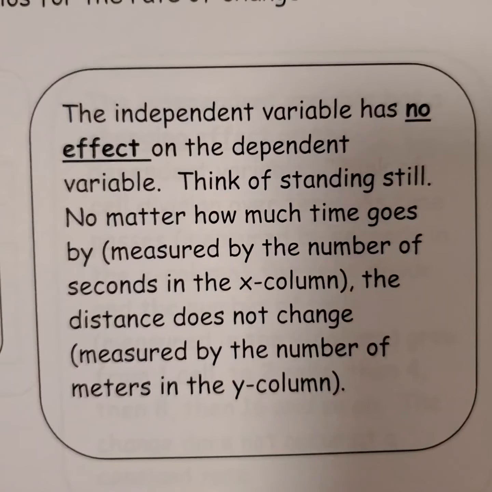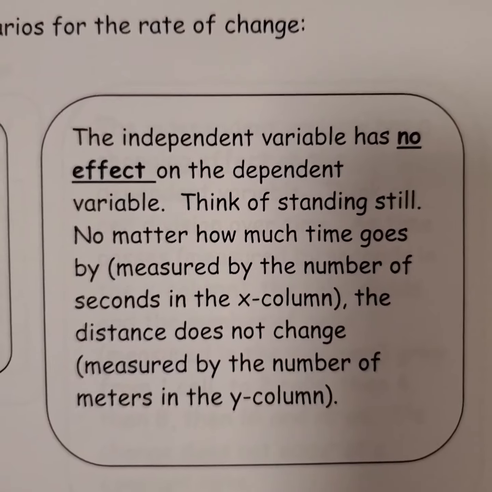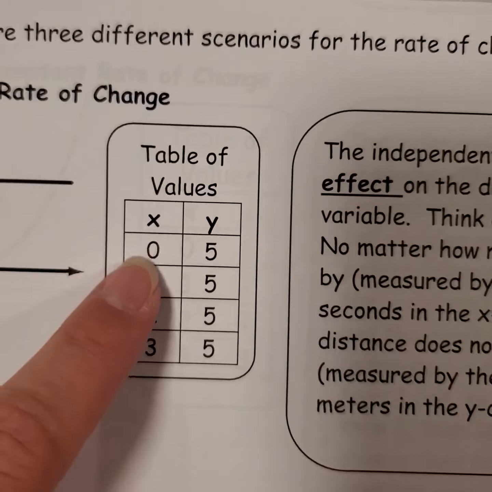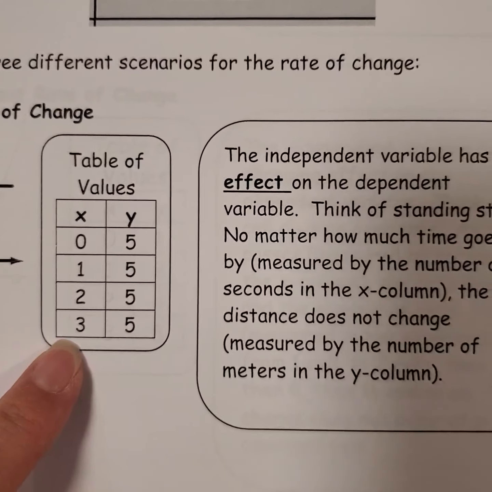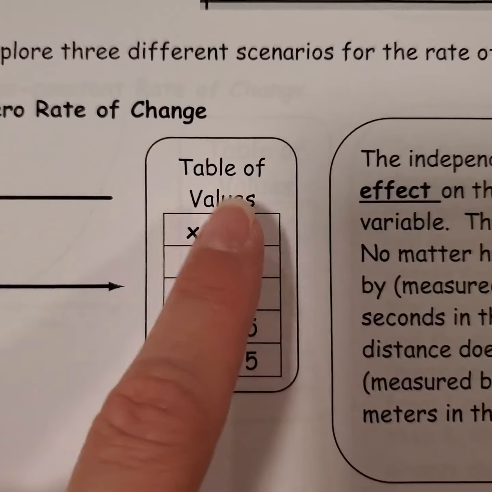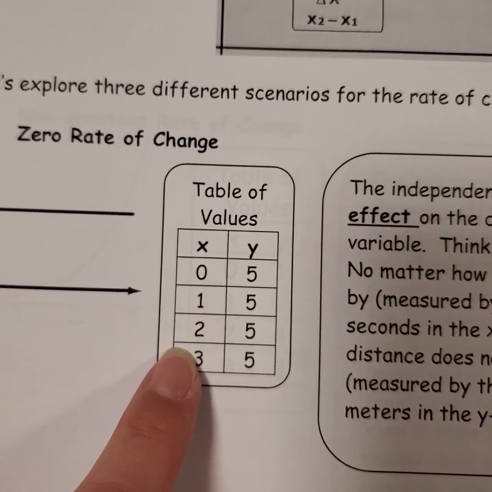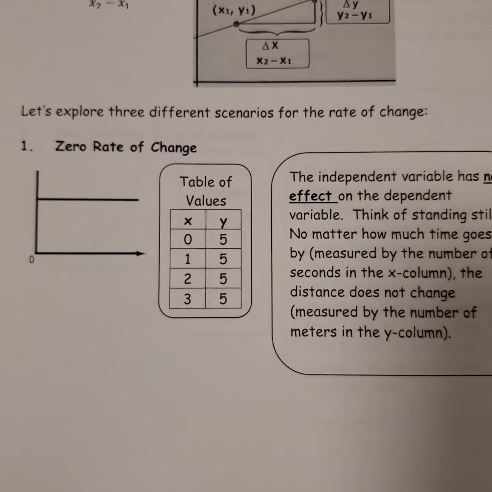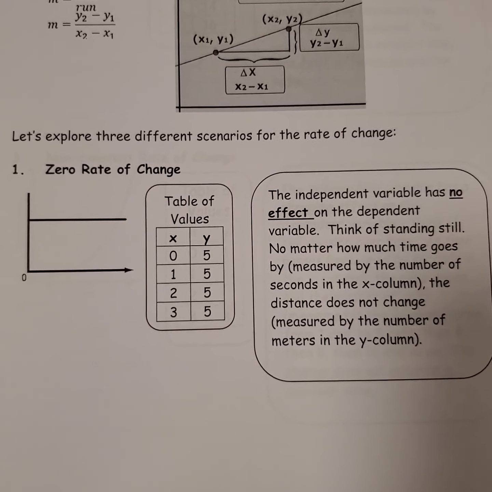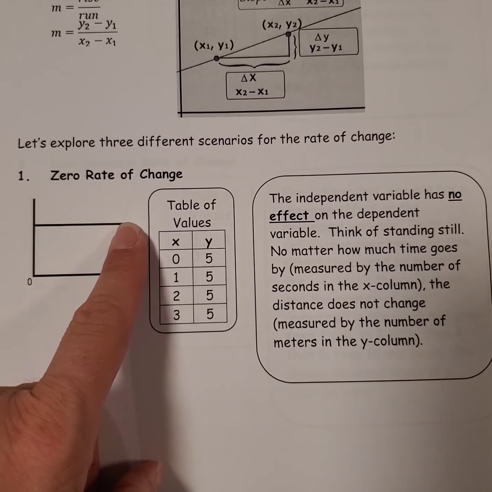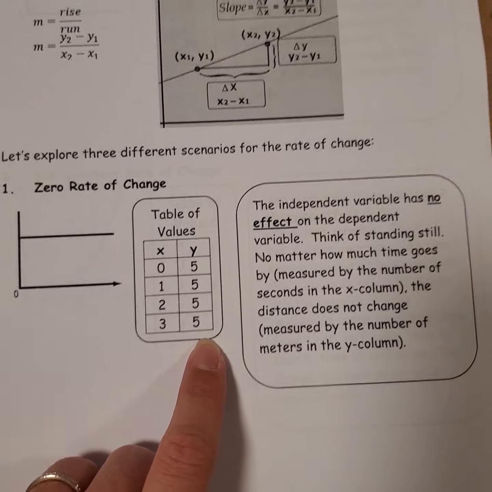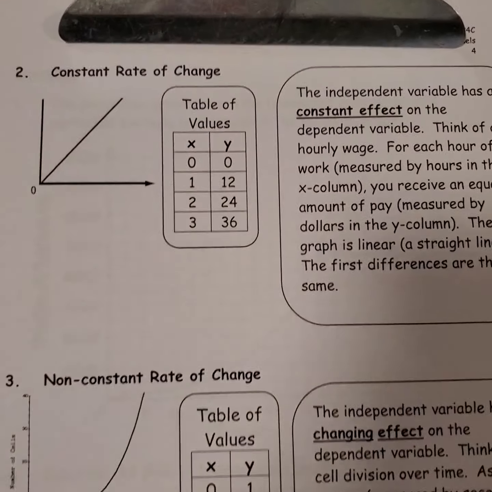Now let's look at the little scenario. Okay, the independent variable has no effect on the dependent variable. Think of standing still. No matter how much time goes by, so let's say these are seconds, if you're standing still, the distance that you cover is not going to change. So if I am 5 meters from the building and I don't move as time goes by, I will still be 5 meters from the building. So this is one of the scenarios we can look at for slope. You could have 0 rate of change, which is represented by a horizontal line on a graph, and no change in the dependent variable. Okay, we saw an example of this earlier.